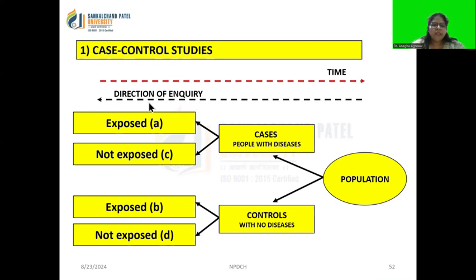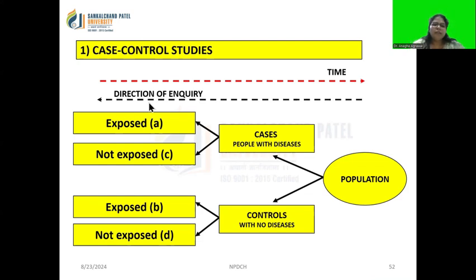Okay. So as you can see in this figure, there are some cases, that is people with the diseases that we find out, whichever disease we are interested in. Then there are controls which are exactly similar to our cases except for the disease under study. The controls do not have that disease. Then we'll be taking some questionnaires, some interviews, or telephonic interviews, by which we'll come to know what are the risk factors for these particular diseases.